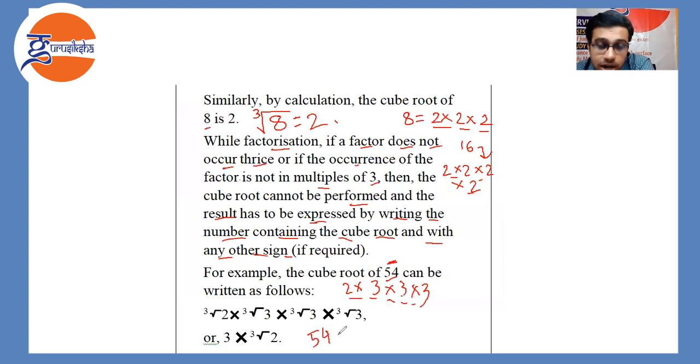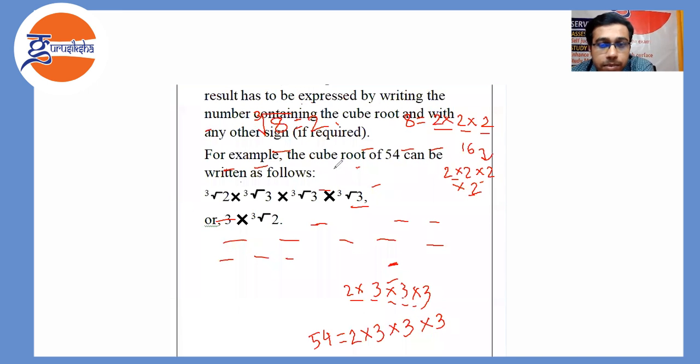First, as discussed earlier, we will express 54 as the product of its prime factors. That is, 54 is equal to 2 into 3 into 3 into 3. So we have expressed 54 as the product of its prime factors. Now we proceed to the final step towards finding the cube root of 54. How do we write it? Like this: a square root and then a 3 at the top left corner of the square root. The number in question is 54.